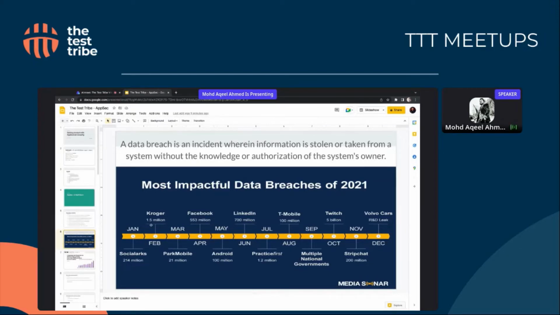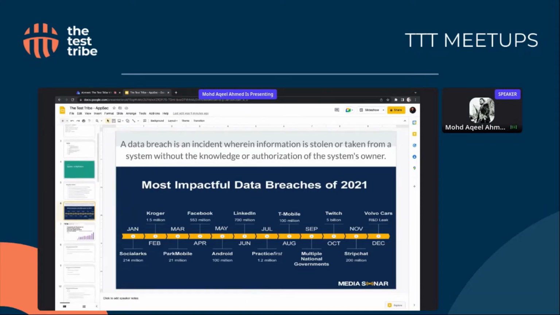There were around 1.5 million user records stolen from Kroger. Facebook, 553 million records were stolen. LinkedIn, 700 million. And Twitch, if you guys remember, there was big news on that. Twitch streamers' income was disclosed to the public, and a lot of them actually verified that and said that those data breaches were real.